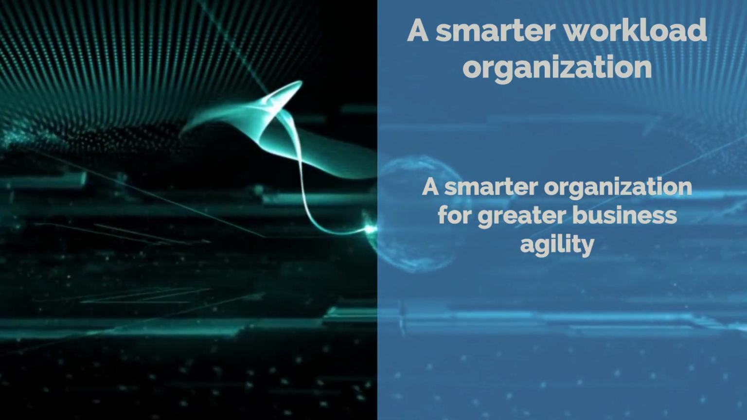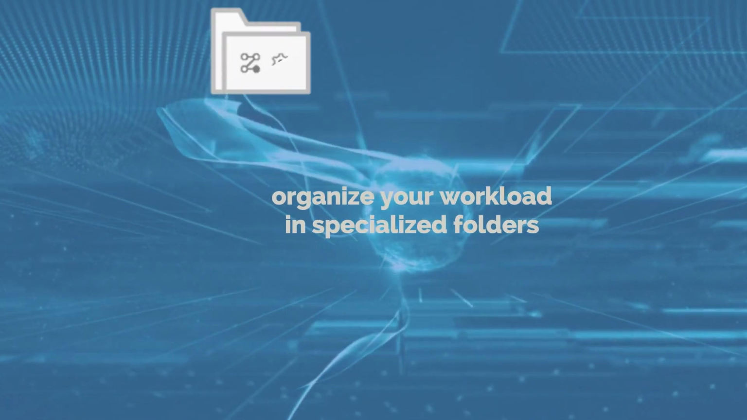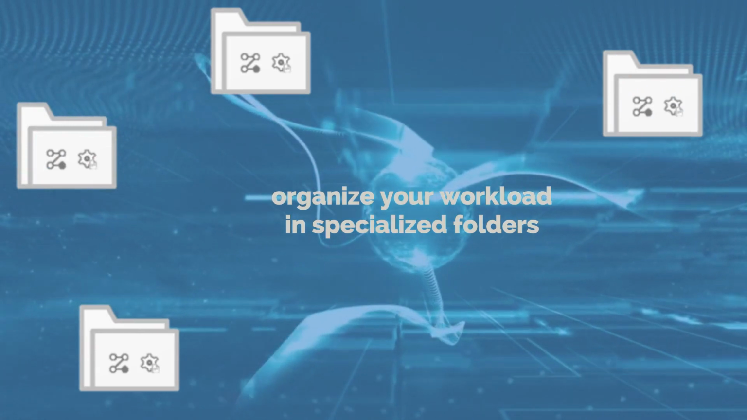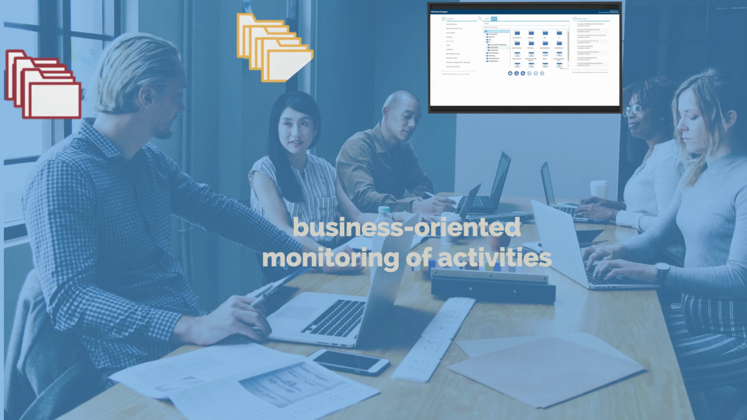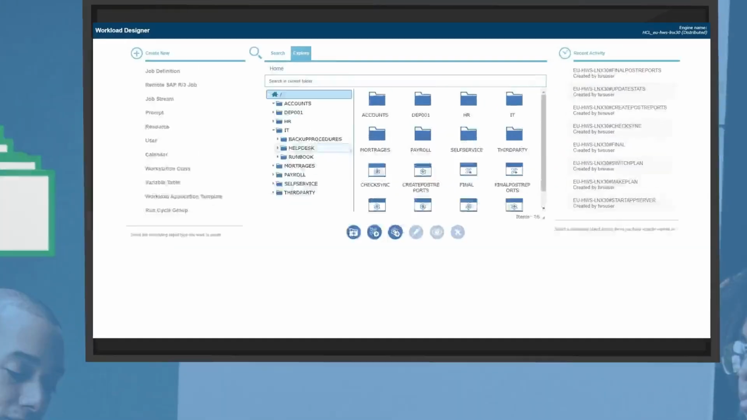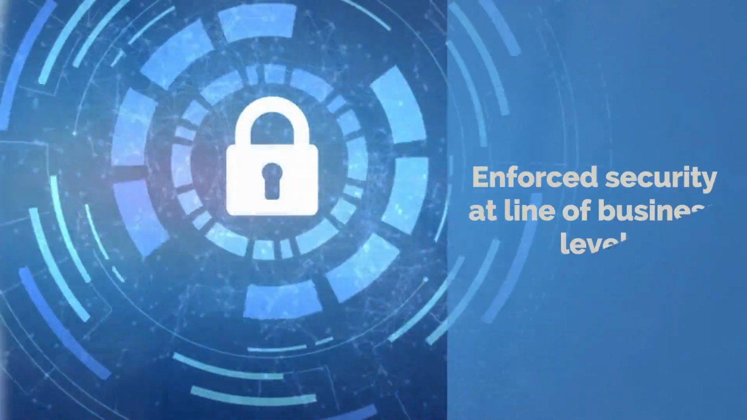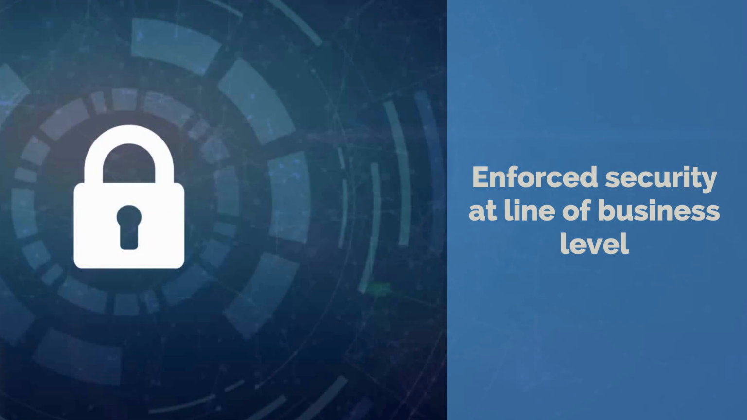You can immediately start to empower your line of business by organizing your workload in specialized folders. Workflow folders can be used to group jobs and job streams according to your lines of business for business-oriented monitoring of activities. No more complicated management and restrictive naming conventions. Organizing, filtering, and monitoring your jobs and job streams have never been so simple. Security has been enforced by associating access control lists to single folders to ensure high granularity in security settings.